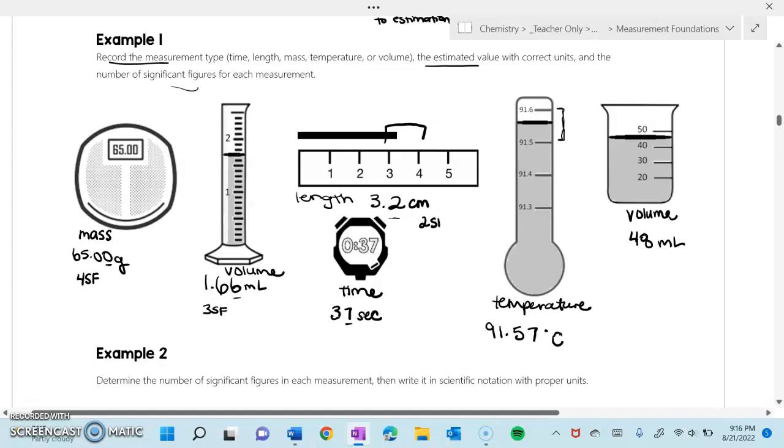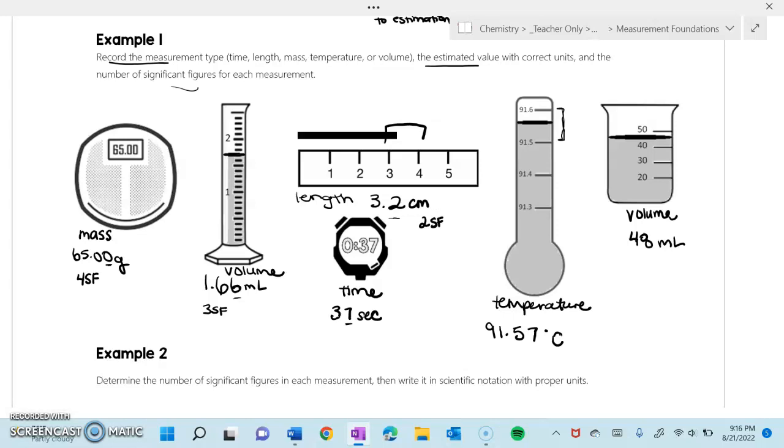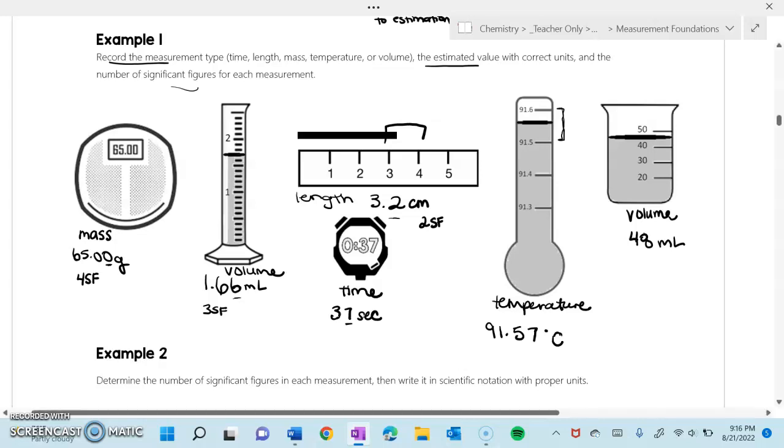3.2 centimeters, that's 2 significant figures. Notice I'm writing SF, significant figure. Also, sometimes we call them sig figs. So if you hear me call them or write SF, that's what I'm referring to. 37 seconds, that's 2 significant figures. Notice the 0 here is not significant, that's just a place value. So we have already dropped that when we wrote 37 seconds. 2 significant figures. 91.57 is 4 significant figures, and 48 milliliters is 2 significant figures.